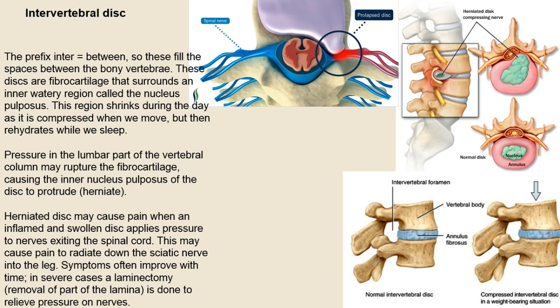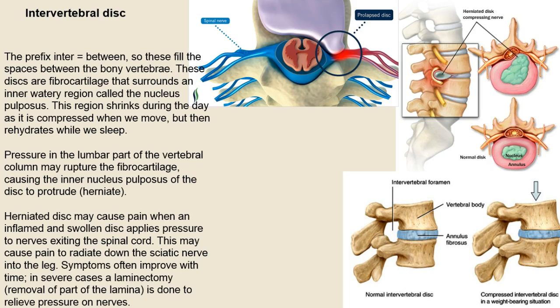We saw a little bit about intervertebral disc. The prefix inter means between. There is a fibrous fibrocartilage that surrounds an internal nucleus pulposus. We are tallest when we wake up in the morning because the pulposus is fully hydrated, but during the day it's compressed, and so when we go to bed at night we're a little shorter.